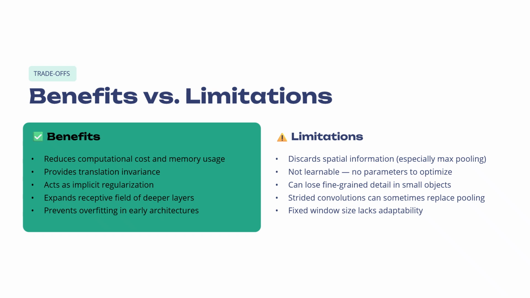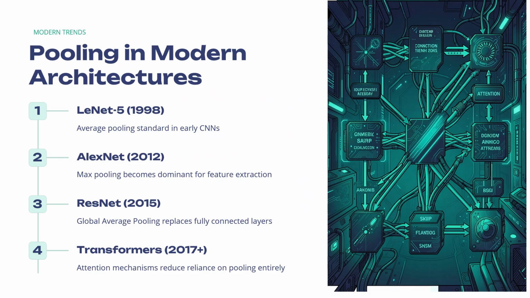The benefits are that it reduces computational cost and memory usage, provides translation invariance, adds implicit regularization, expands the receptive field of deeper layers, and prevents overfitting in early architecture. The limitations are that it discards spatial information that is not learnable, can lose fine-grained detail in small objects, and, compared to strided convolution, its fixed window size lacks adaptability.